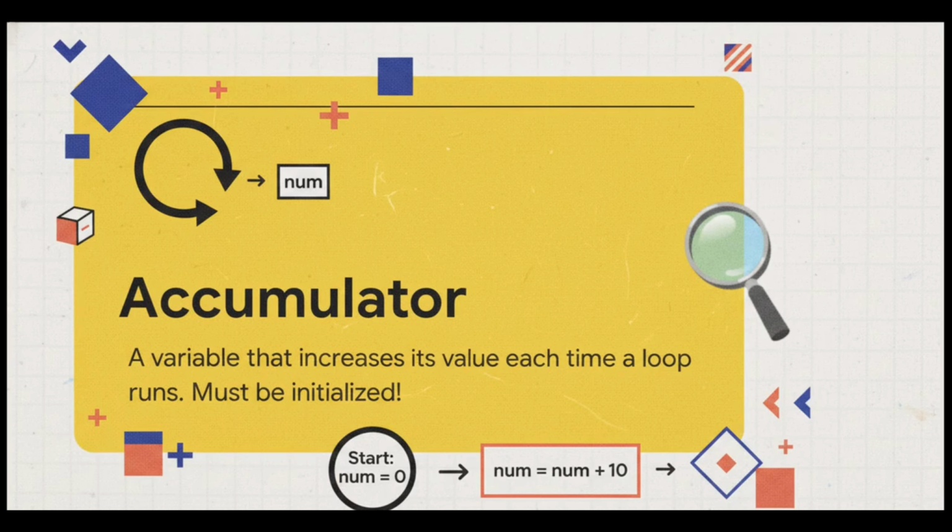Now, what if we need a computer to repeat an action? To track this, we use something called an accumulator. This is basically just a placeholder or a variable that bumps up its own value every time a loop runs. You'll often see it written like this: num equals num plus 10. You're taking the current value of the variable, adding 10, and storing that new answer right back into the exact same variable. But remember, an accumulator must always be initialized with a starting value. Otherwise, the computer has no idea what it's supposed to be adding to.